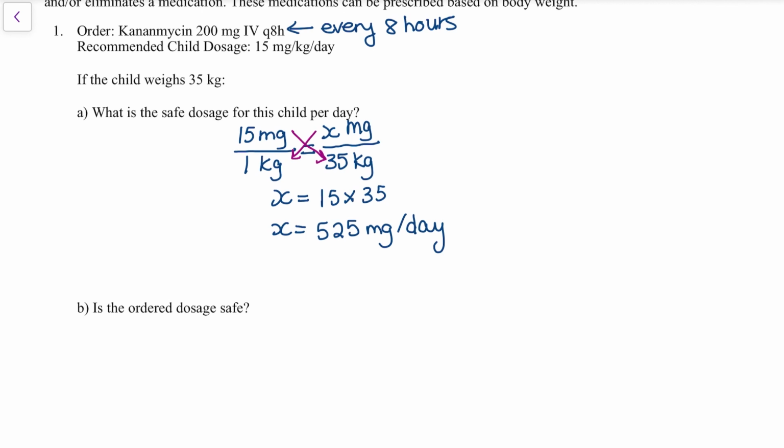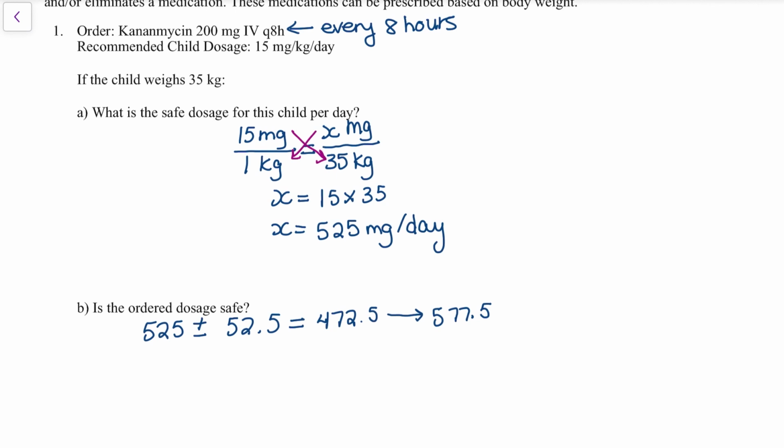But we can go up or down by 10%. So let's figure out what that is. So 525 plus or minus 52.5. That's our 10%. So that means that our safe dosage range is 525 minus 52.5, which is 472.5, up to 525 plus 52.5, which is 577.5. This is our safe dosage range if we base it on the rule of a 10% variance.